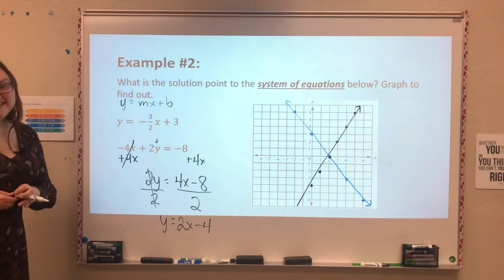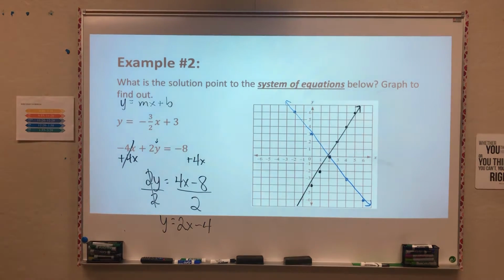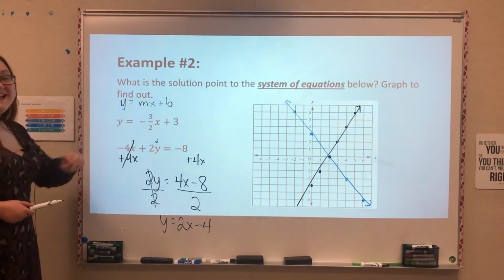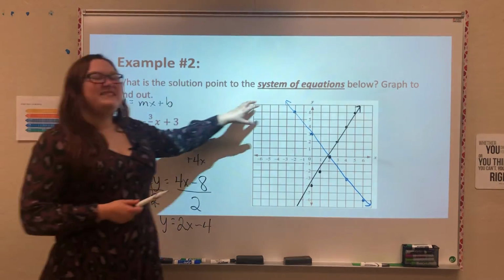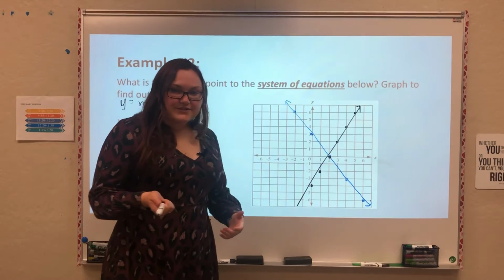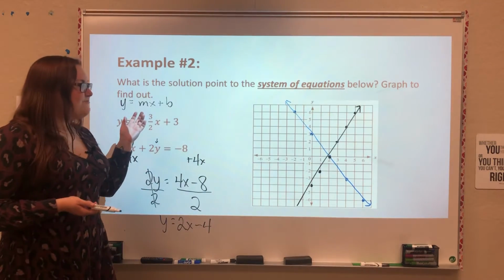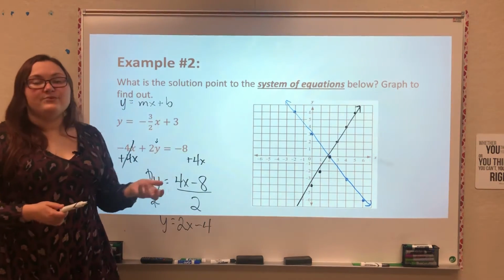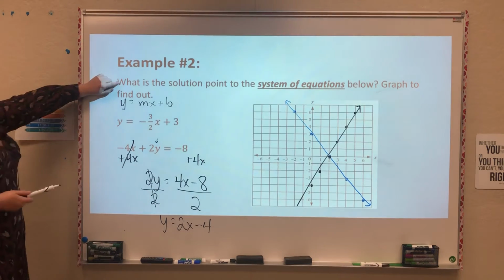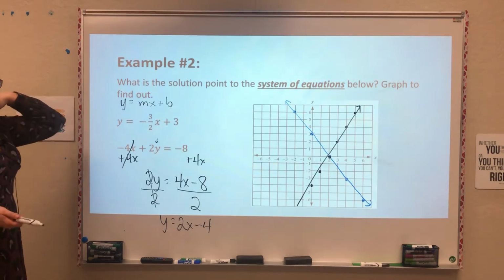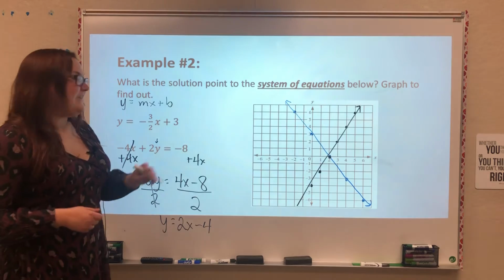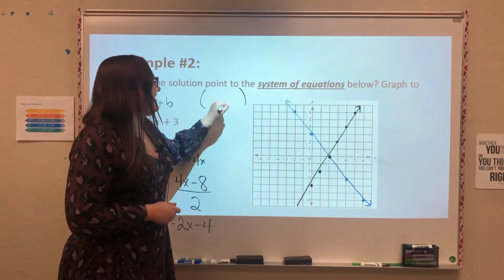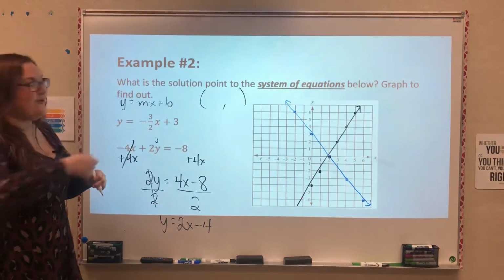Is there anything else I need to do? Hopefully you're saying, I got to answer the question still. This graph is not the answer to the question, what is the solution point? It's just the method we're using to find the answer. But if I'm asking you, what is the solution point? Well, you got to tell me what that point is. Our answer should look like a point with an x and a y coordinate.